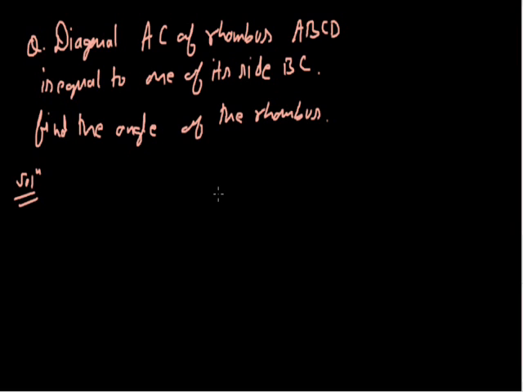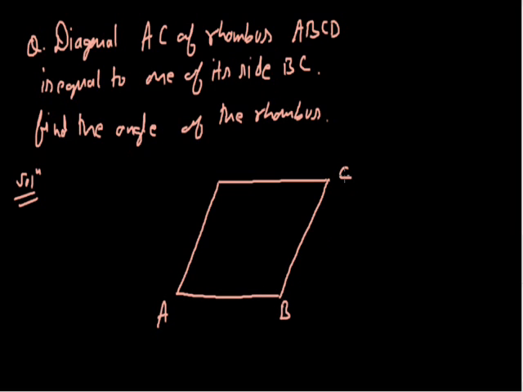So what we have given? We have given a rhombus. Let's first draw a rhombus. So this is our rhombus. And in rhombus, we know that all the sides are equal. AB equals BC equals CD equals DA. All the sides are equal.